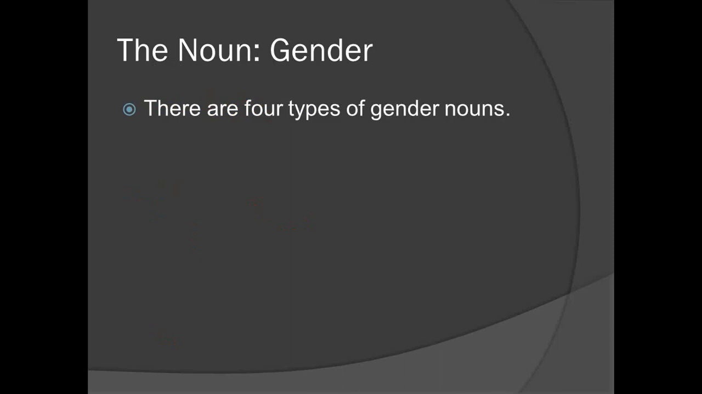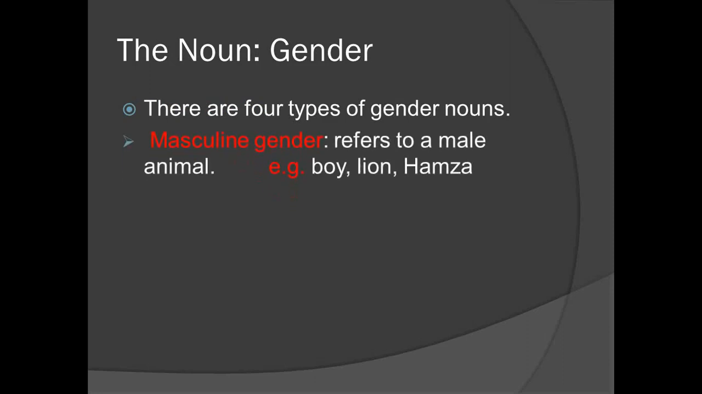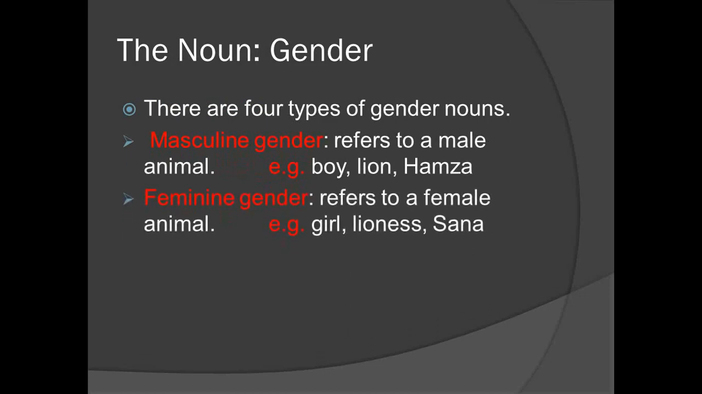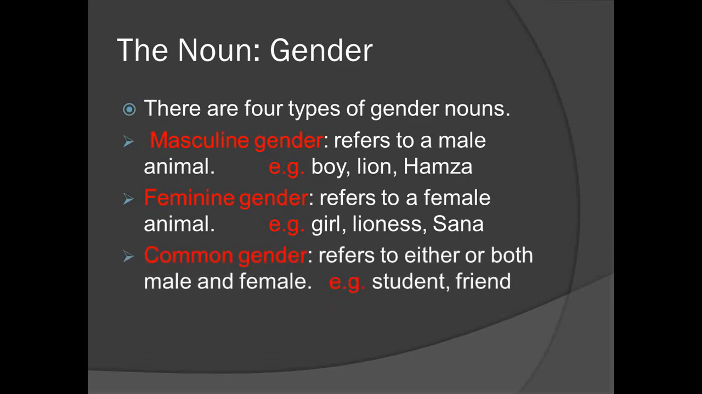Let's move to noun gender. There are four types of gender nouns in English. Masculine gender refers to a male animal or person, like boy, lion, Hamza. Feminine gender refers to a female animal or person, like girl, lioness, and Sana. Common gender refers to either or both male and female. For example, student and friend.